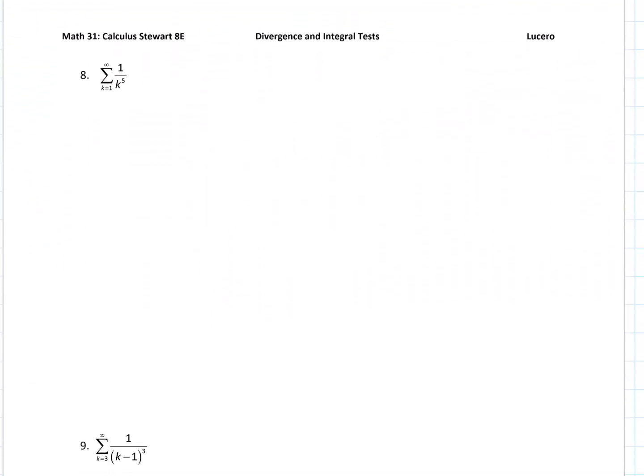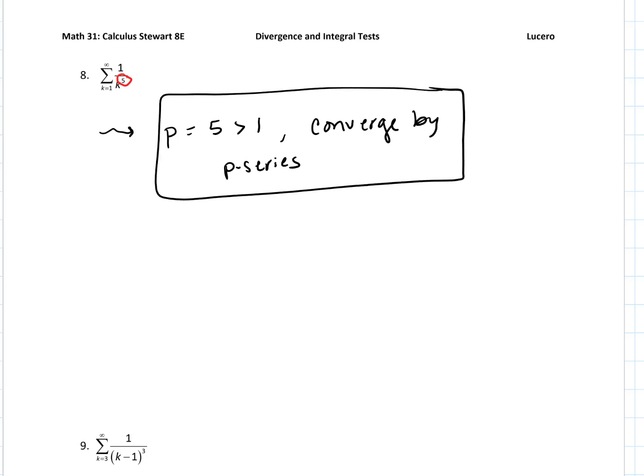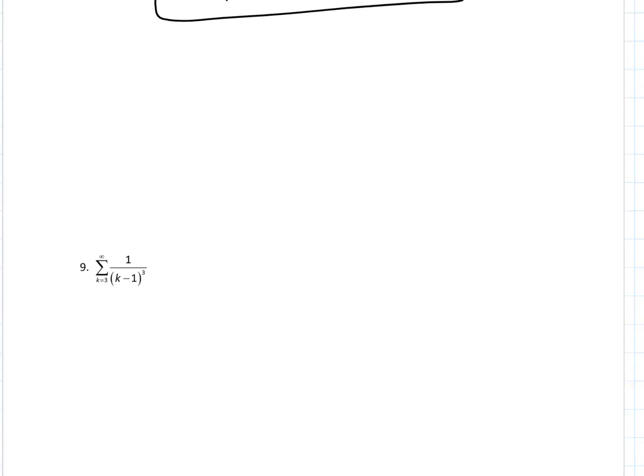And if we look at this one, here we're looking at the series from 1 to infinity of 1 over k to the 5th. Obviously, on this one, we don't even have to do any sort of work. We can see that p equals 5, which is greater than 1. This series is going to converge by p series. And we're done.